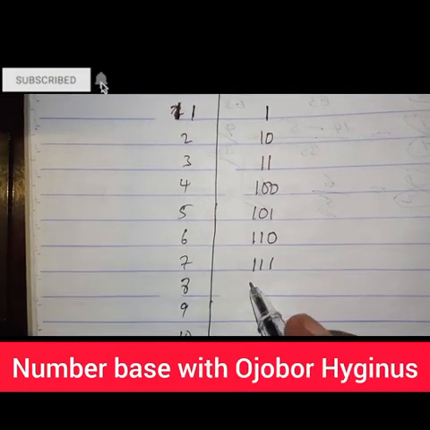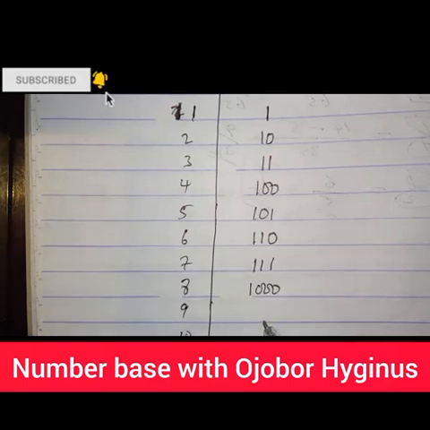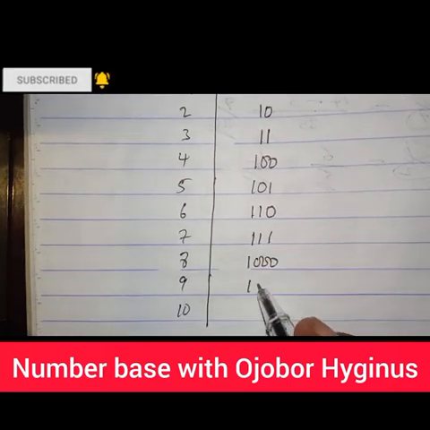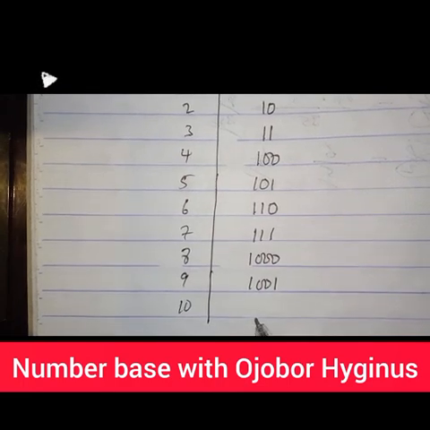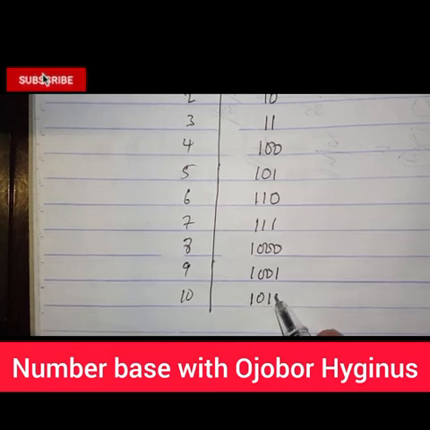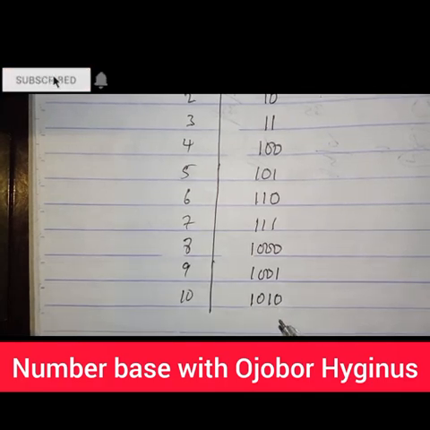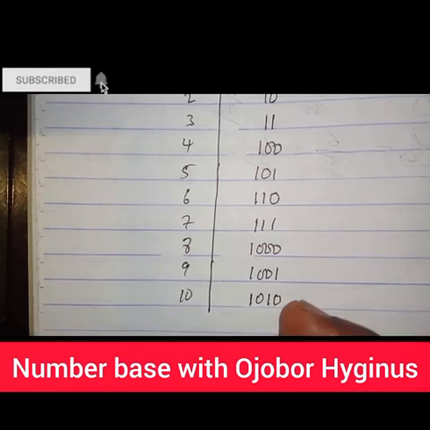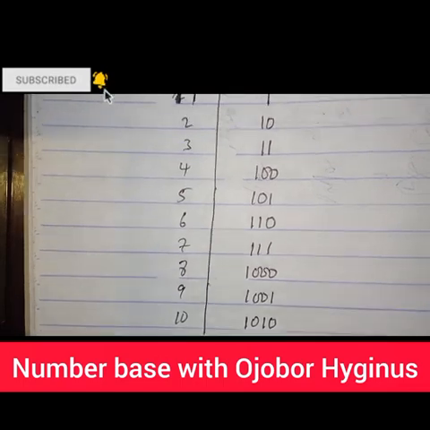8 in base 10 is 1, 0, 0, 0 in base 2. 9 in base 10 is 1, 0, 0, 1 in base 2. 10 in base 10 is 1, 0, 1, 0 in base 2. Like I said, we are going to see how we're able to arrive at these numbers in base 2.